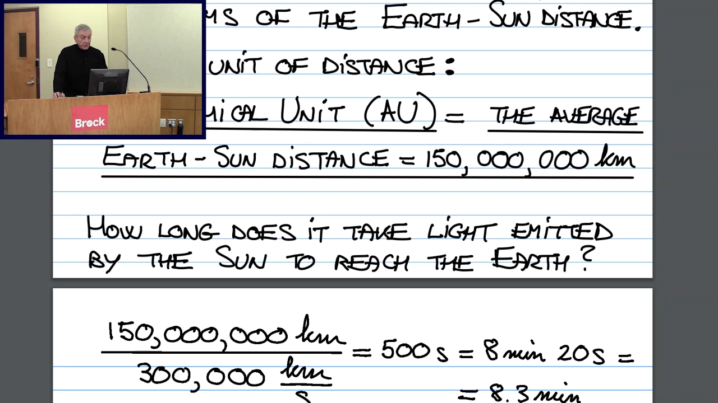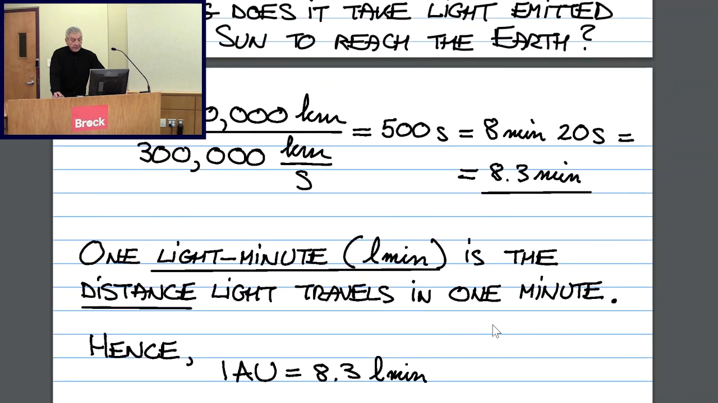So then we can introduce yet another unit for distance, the light minute. That is the distance light travels in 1 minute. Therefore, we can express 1 astronomical unit, the average distance between the Earth and the sun, as 8.3 light minutes, because it takes about 8.3 minutes for the light that leaves the surface of the sun to reach us here on Earth.